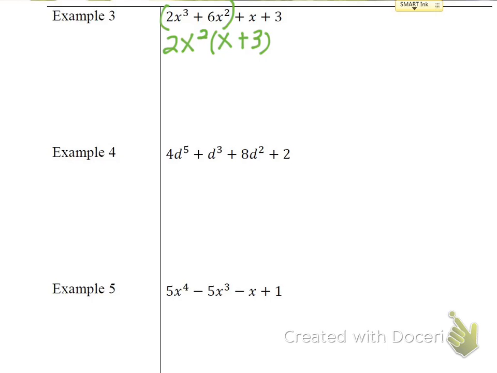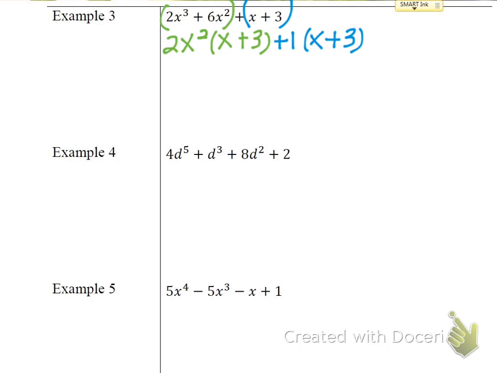Third step was to group these last two terms, x plus 3. Is there a GCF in there? No, so I'm going to just write the 1 just so that we don't forget about it, and then in parentheses write the x plus 3. Are you guys okay with that?